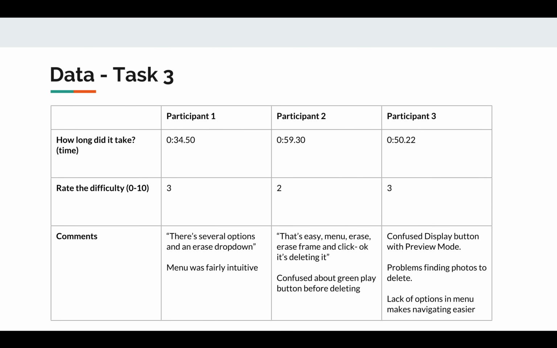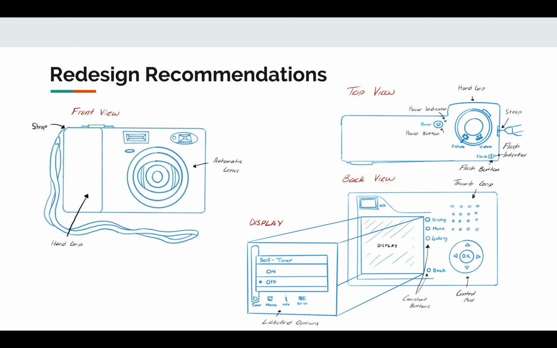The last task of viewing and erasing a past photo took an average of 48 seconds to complete. The participants didn't find the task to be very difficult. Participant 3 noticed some confusion between the display button and the preview button, but overall, all participants found this task to be very intuitive. Here are a few design modifications we recommend.